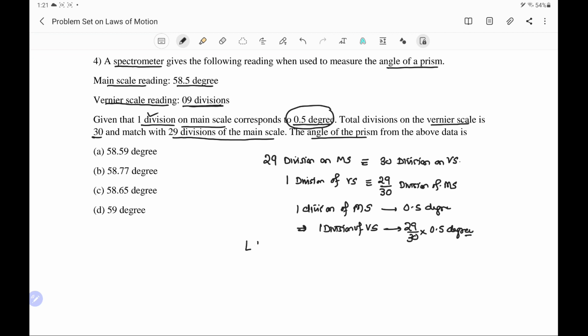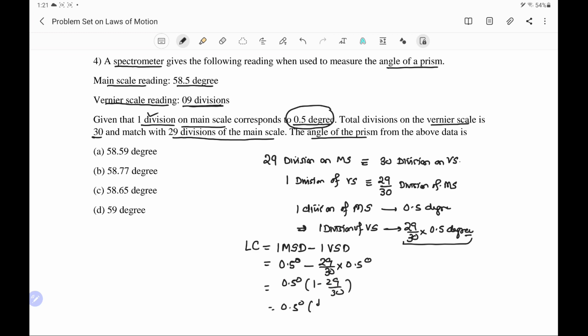Now we have to find the least count. Least count is the difference of one main scale division minus one vernier scale division. That is, main scale division has the value 0.5 degree and vernier scale one division has the value which we have calculated. It is 29 by 30 into 0.5 degree. So solving it, we will get 0.5 degree into 1 minus 29 by 30. It is equal to 0.5 degree into 1 by 30.